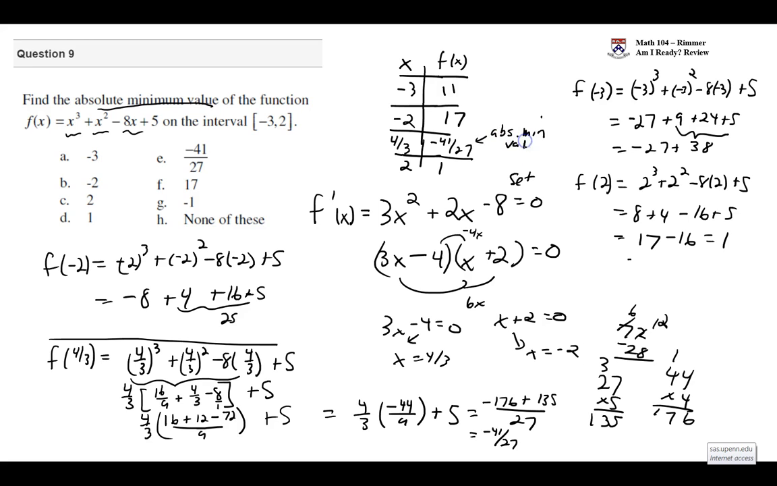It's the smallest value that will occur. It occurs at a critical point in between, and that's what we're looking for, the absolute minimum value. The absolute maximum value would be 17. But it could have, these guys could have occurred at the endpoints.